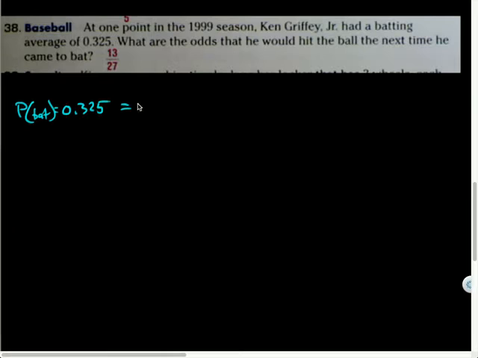So .325 is the same as 325 over 1,000, if you want to, right? Because that's 325 thousandths. So I could reduce that fraction. It reduces to 13/40ths.